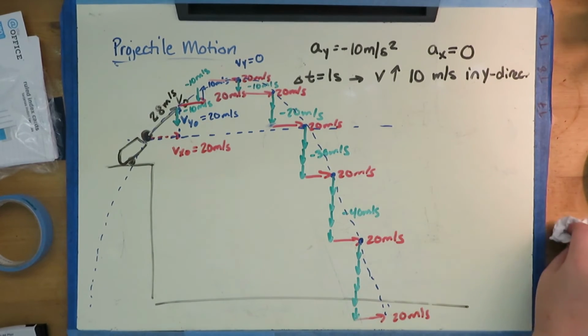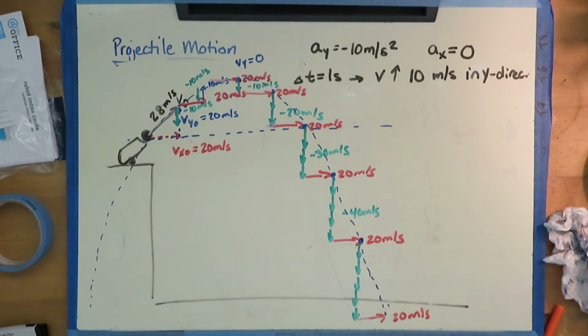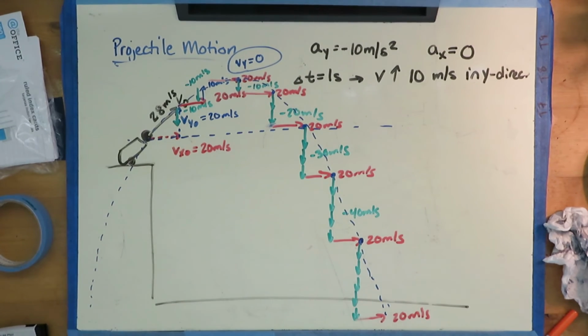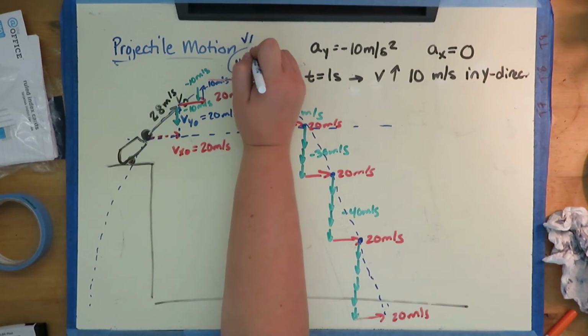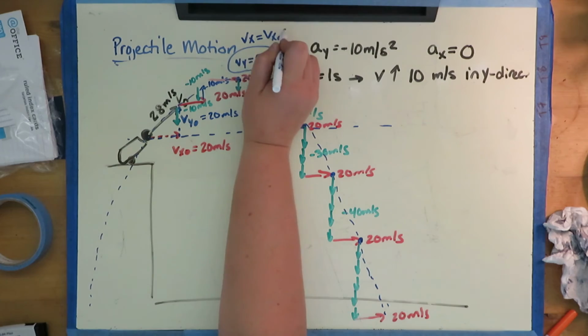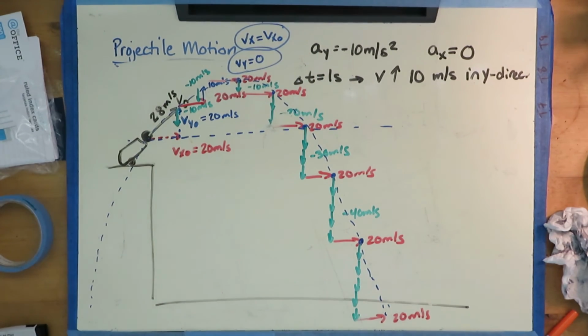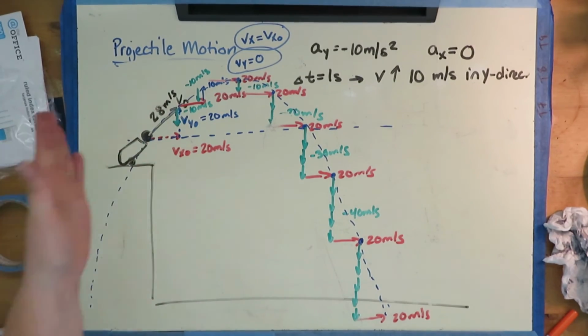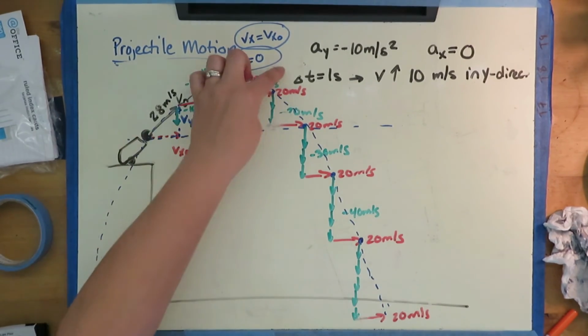So the most important things we have to remember is at the very top, our vertical velocity is 0. Our horizontal velocity is equal to whatever our initial horizontal velocity is. Our horizontal velocity is always there. So at no point in this motion does it come to rest.